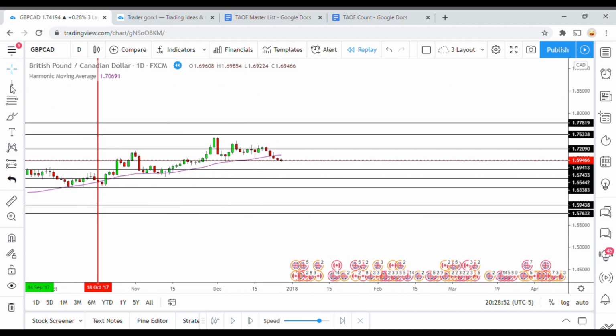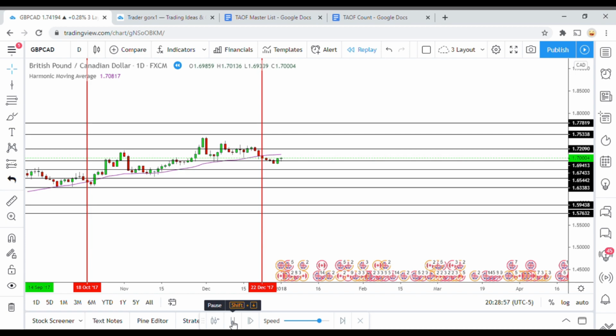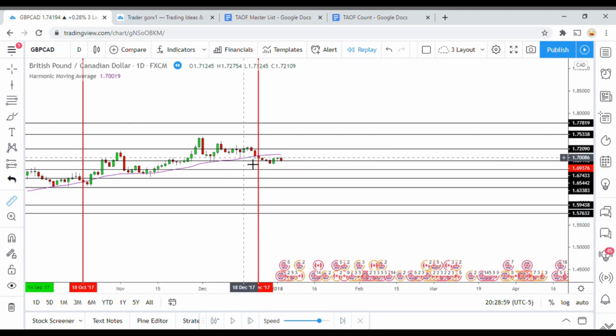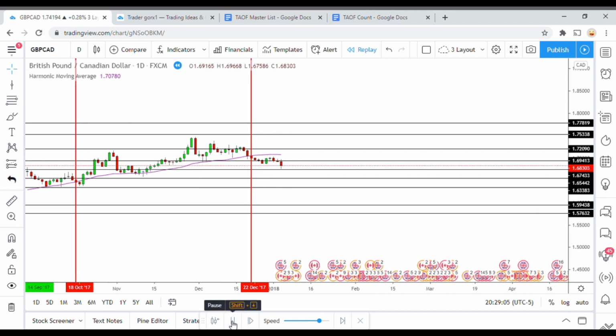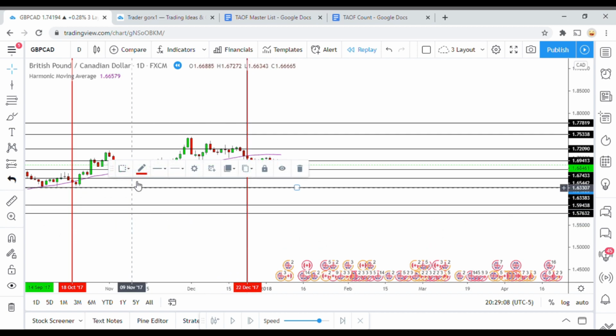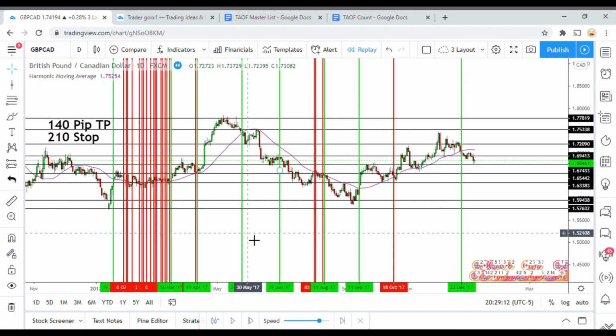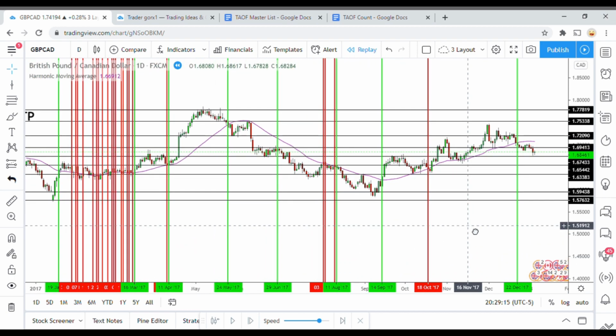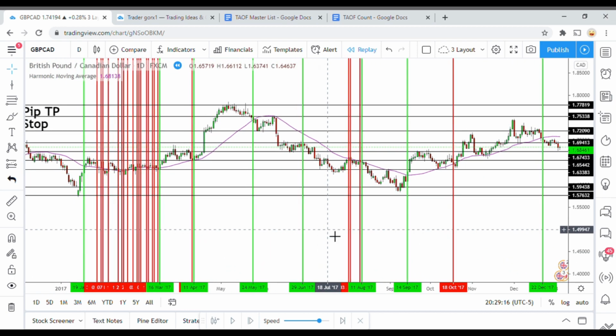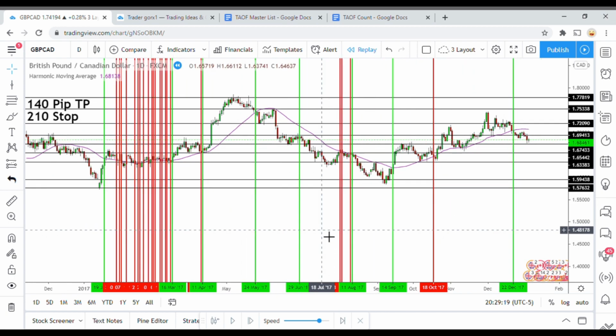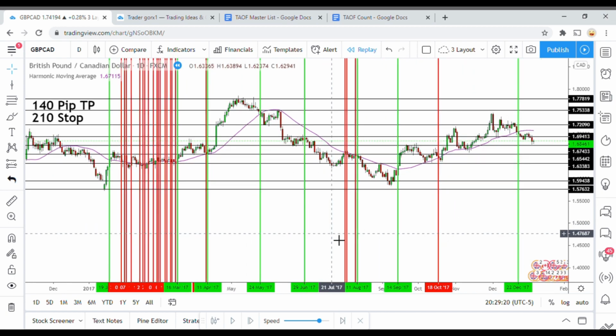Alright, so I went ahead and jumped a little bit ahead, went ahead and hit the end of the year right here. Let's see. Let's go ahead and play this one out a little bit more. There we go. We picked up one more winning trade there. So yeah, there we have it. That is the harmonic moving average.